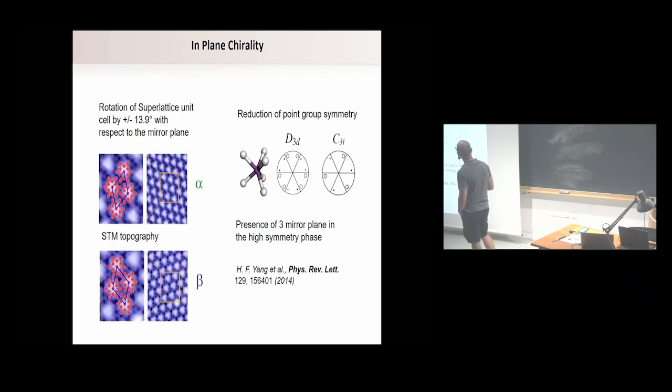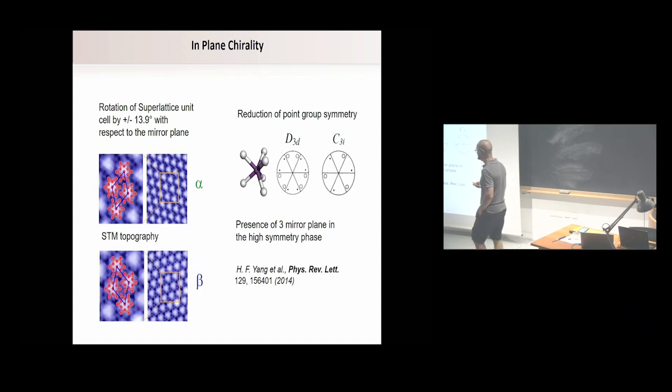And what happens when you form the charge density wave is that when you reduce the space group, you go from D3D to C3i, and you lose basically the three mirror planes. So we call this in-plane chirality, although it's a little bit of an abuse of language, because such a space group is centrosymmetric, so it's not really a 3D chiral material.